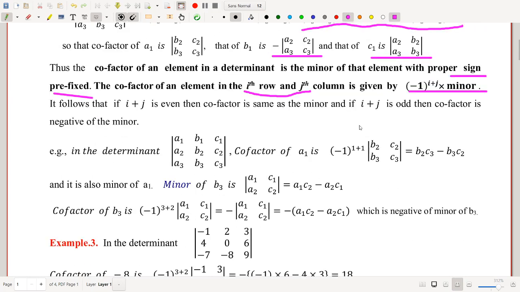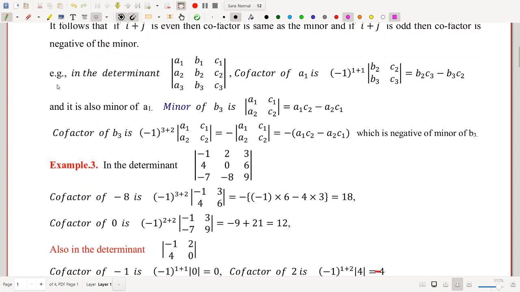This is justified. Now in this example we shall calculate. Suppose cofactor of A1 we want to find. Where A1 lies? A1 lies in first row and first column. That's why minus 1 to the power 1 plus 1. And then minor of A1 is omitting first row and first column. We get this determinant. So this is cofactor of A1. Incidentally, this is same as minor of A1, because minus 1 to the power 1 plus 1 is 1.